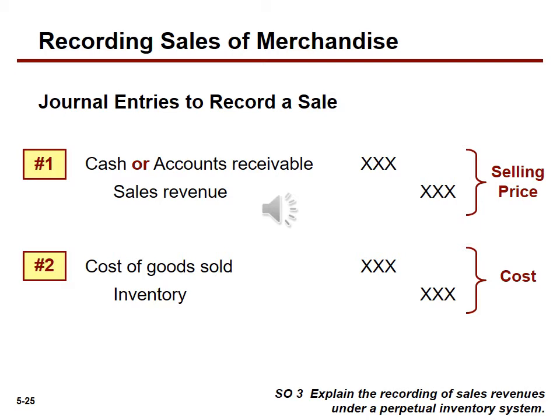So assume that, for example, we are selling a computer device and we're selling that computer for 3,000, but we purchased it for 2,000. So in the first transaction, we're going to record cash to sales revenue of 3,000. And in the second transaction, we're going to record cost of goods sold to inventory, but for 2,000 only, which is the cost of the product that we are selling.